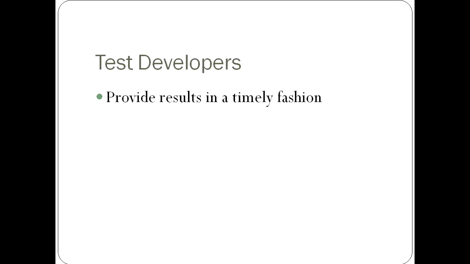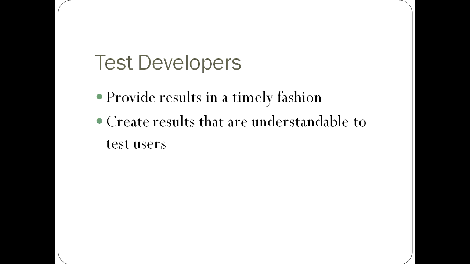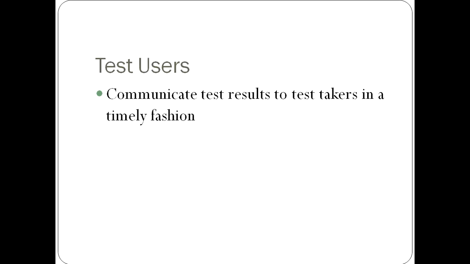Now, test developers need to provide results in a timely fashion and to create results that are understandable to the test user. That's pretty self-explanatory. Test users, on the other hand, need to communicate the test results to test takers in a timely fashion and to make it understandable so that the test taker can understand where they fit in the norms, if there's something that they can improve upon, something that they're excelling at. It's important to be able to tell them how they're doing in a way that they understand.